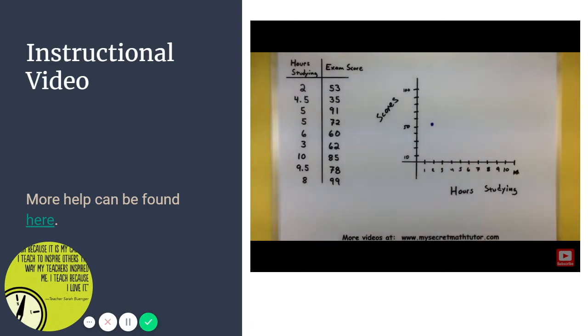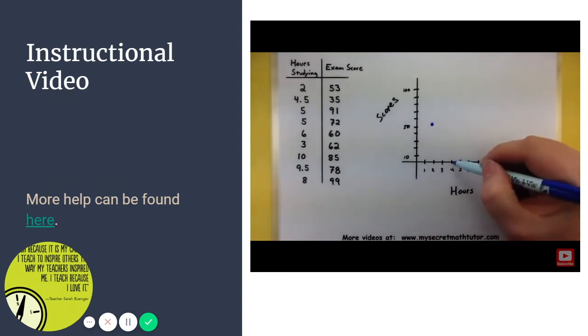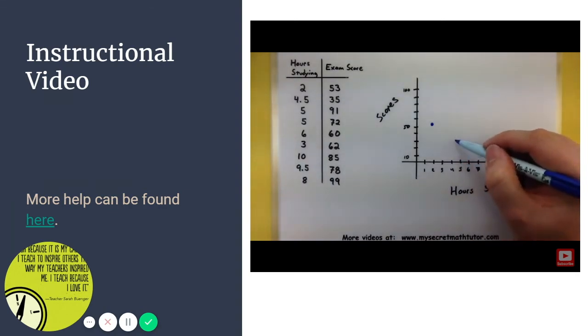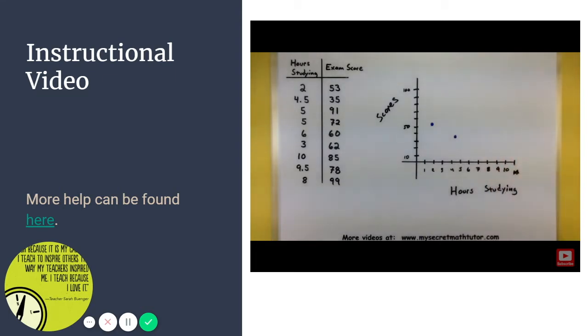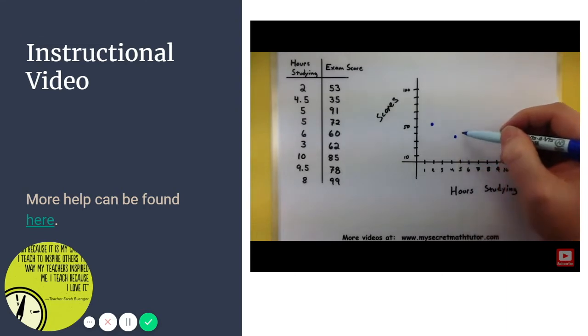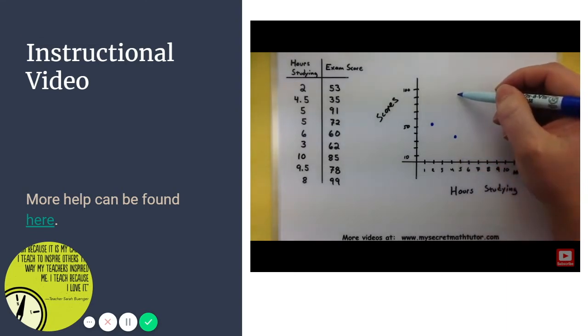Okay, not bad. Let's do this again. So we got 4.5 for 35. So 4.5 halfway between up to 10, 20, 30 and a half. Not bad. Okay. Up to 5. 5 needs to go all the way up to 91. So way up here.